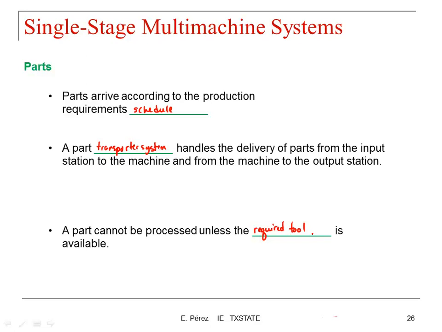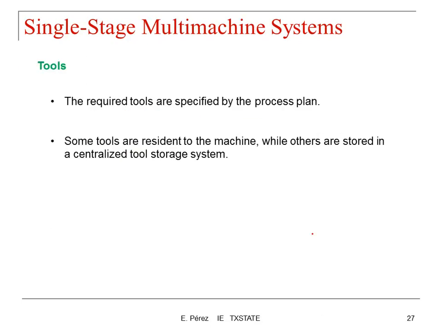In terms of the tools, the required tools are specified by the process plan, and some tools are resident to the machine, so some of them will not move from the machine, while others are stored in a centralized tool storage system. So depending on the cost of these tools, you might be able to purchase one for each one of the machines, but if some of them are very expensive, then you're going to have to share those resources. So you might end up having a better cost by designing a system that moves the tools from station to station than buying a tool for each one of the stations.